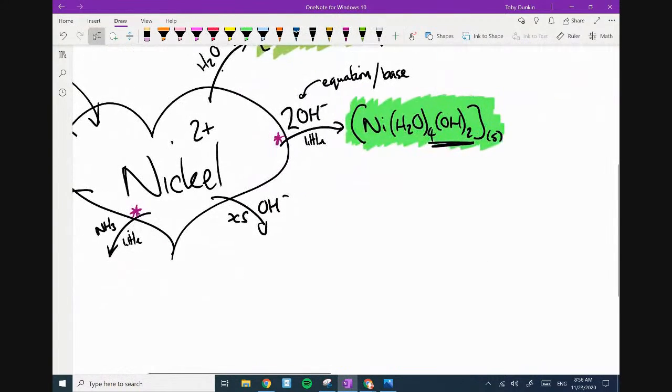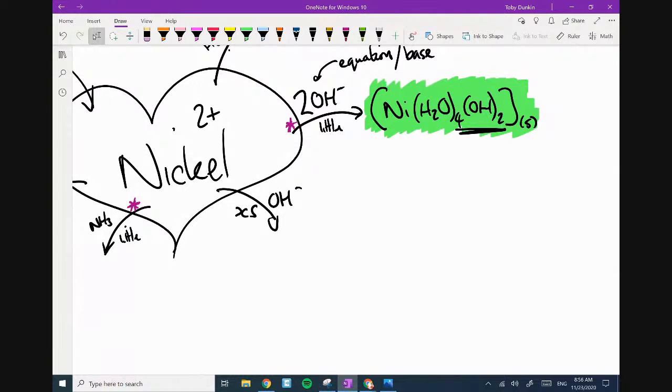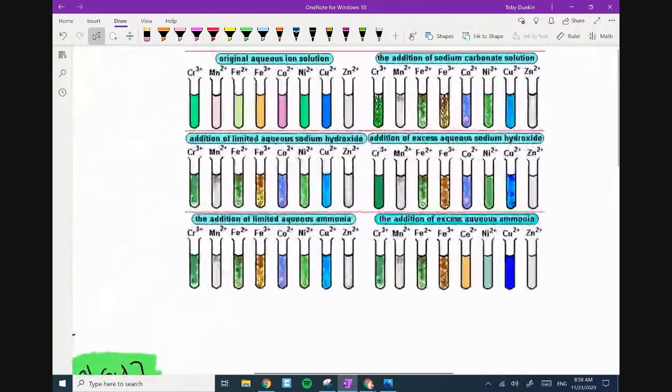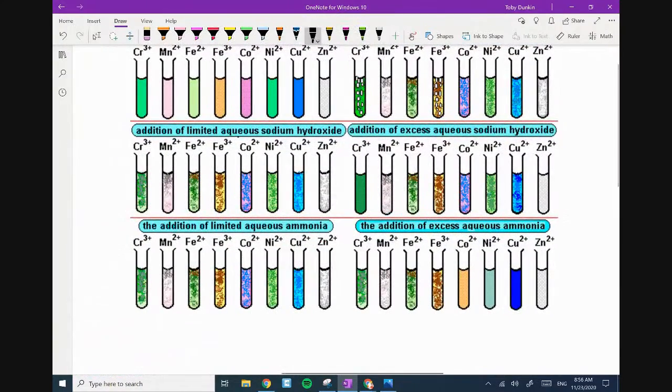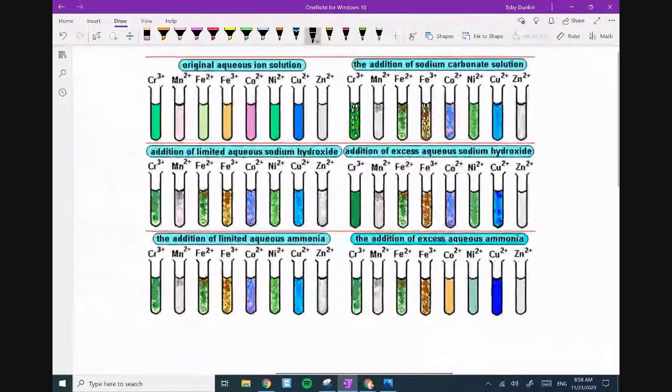The next thing is, in terms of excess sodium hydroxide, nickel does a very typical thing, because one of the things I said was to try and apply these rules of the 2+. So if I just quickly pick some of these up, I'm going to highlight them in green. Manganese 2+ starts off as pink. It forms a pale pink, cream-esque precipitate in the little sodium hydroxide, and doesn't redissolve on excess.